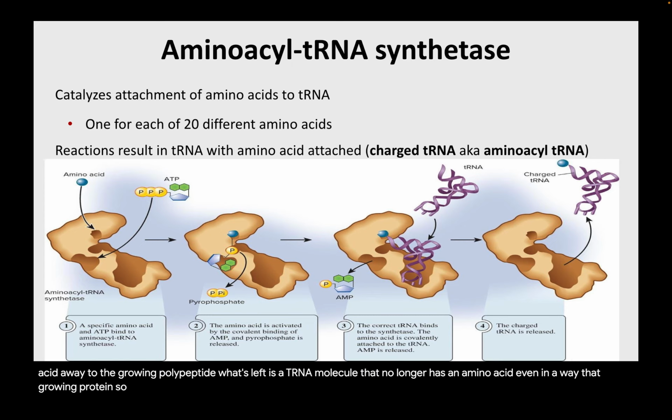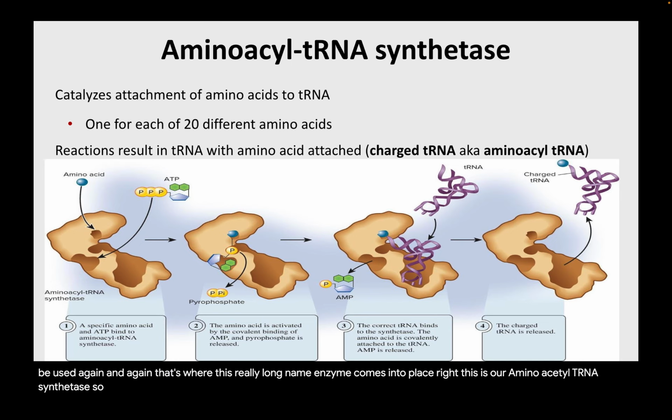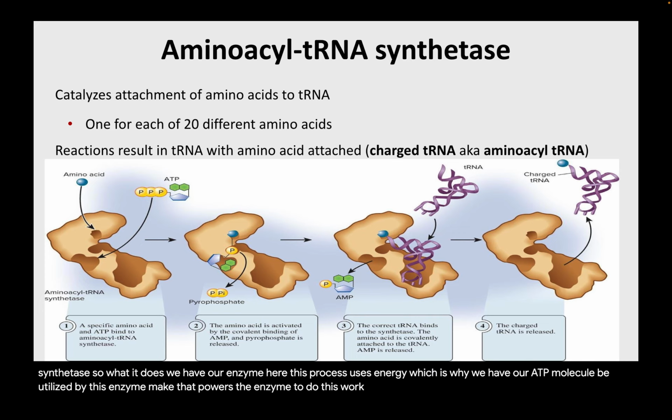So somehow we have to bring an amino acid and attach it back to the appropriate tRNA so that molecule can be used again and again. That's where this really long named enzyme comes into play, right? This is our aminoacyl tRNA synthetase. So what it does, right, we have our enzyme here. This process uses energy, which is why we have our ATP molecule being utilized by this enzyme, right? That powers the enzyme to do this work.